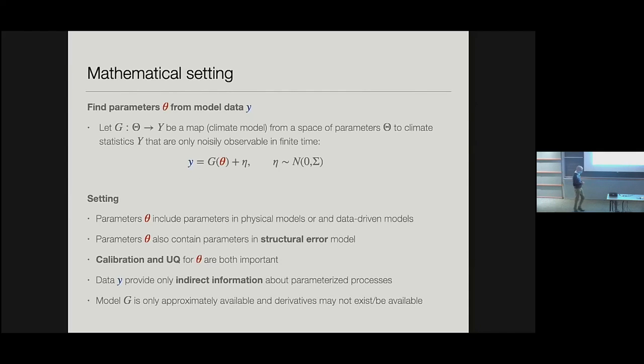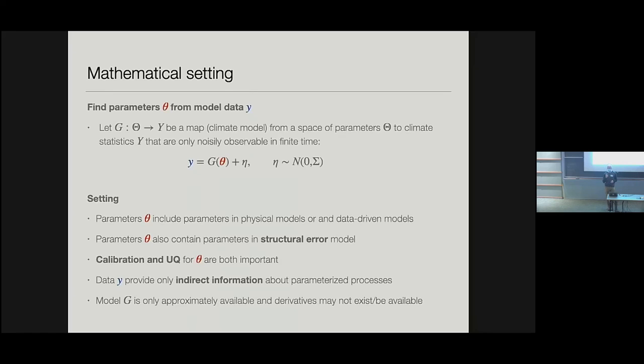The setting for solving this problem is that you have a mapping G that maps some parameters to some data Y, and the data are statistics of the climate system accumulated in time. The mapping is a noisy mapping because of finite time averaging. You can assume there's a central limit theorem holding, and the noise is plausibly Gaussian. There's a few special features to it. The parameters can include parameters in structural model errors. They can include parameters in neural networks if you have them in there. It can be understood quite generally.